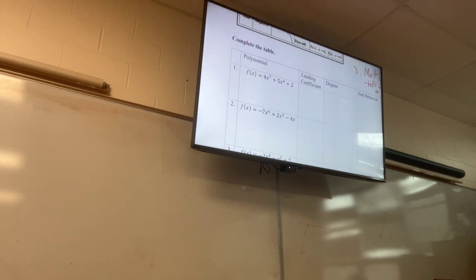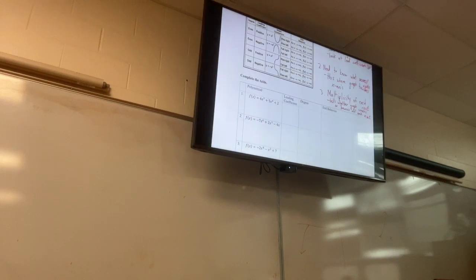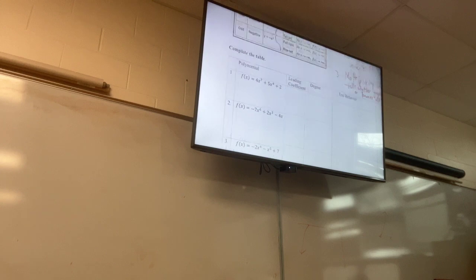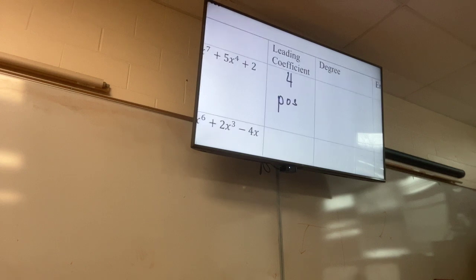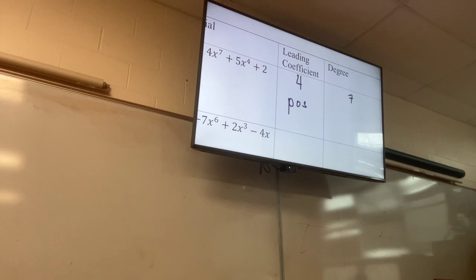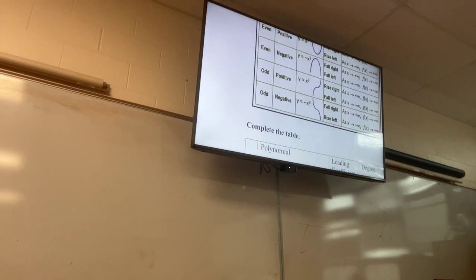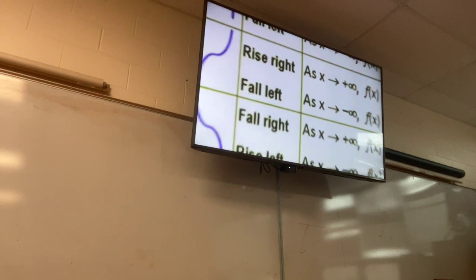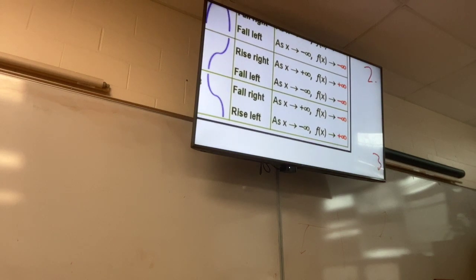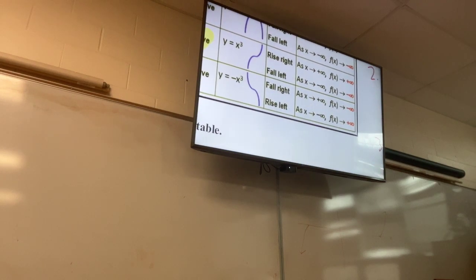Right here. Okay, so let's practice this. You look at your chart here. What's my lead coefficient for this polynomial? 4, and is it positive or negative? Positive. What's my degree? 7. Is that an even or odd number? Odd. So odd positive. Let's go to the chart. Look at the odd positive line. What's my end behavior going to be? What does it say?